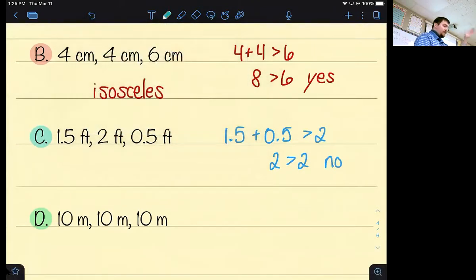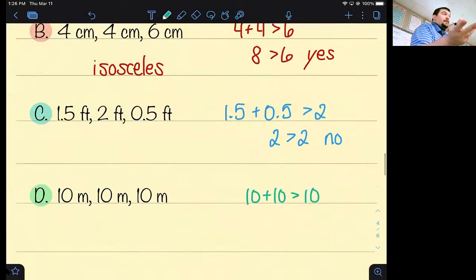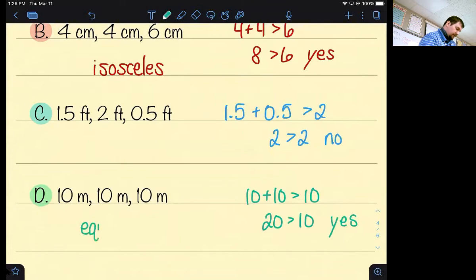Okay. Devin, what would I do for this one? 10 plus 10 is greater than 10. Yeah, there isn't a short side. So again, I just add the two of them together because they're all the same. What is 10 plus 10? 20. Okay. So what I'm showing you here is the exact same amount of work I'd want to see on your worksheet. It's not much work. And then you said triangle, yes or no? Yes. In fact, what kind of triangle is it, Devin? Equilateral. Yes.